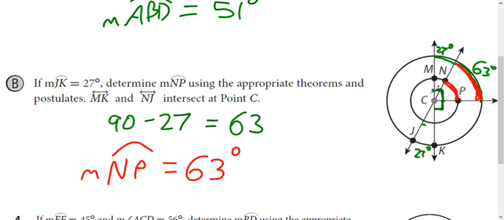So the central angle and any arcs that are formed by that central angle are all going to have the same measure.